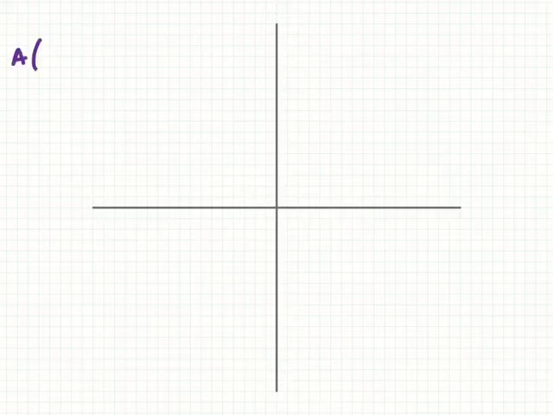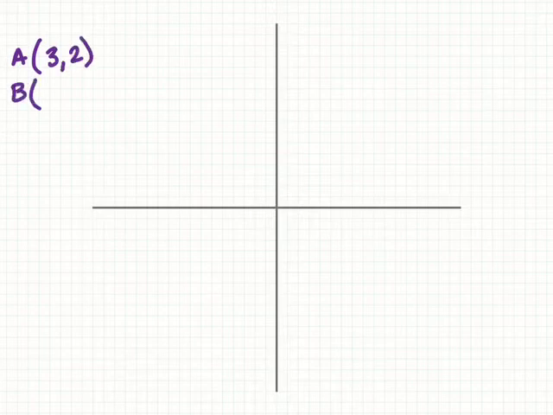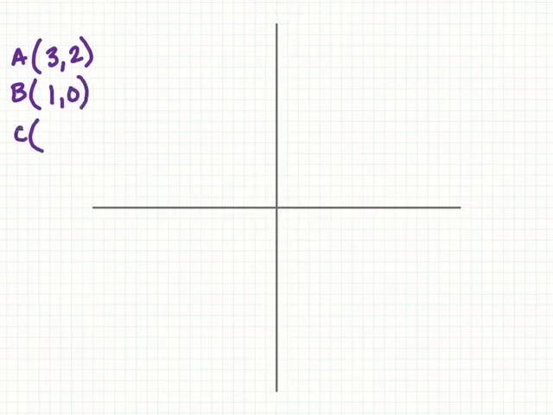Okay, so now you need to sketch a graph on your paper, okay? And we are going to be taking a shape and we're going to translate it. So first of all, you need to know what shape we're going to do. So let's say we have point A at the point 3, 2. Let's say we have B at 1, 0. And let's say we have point C at 0, 2.